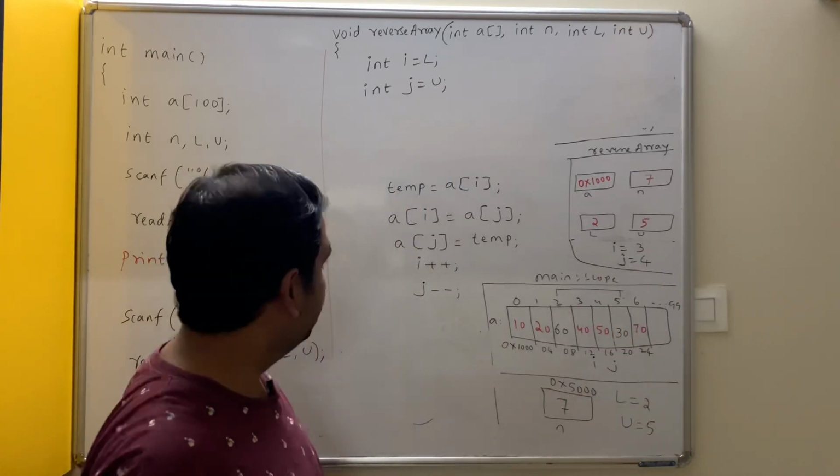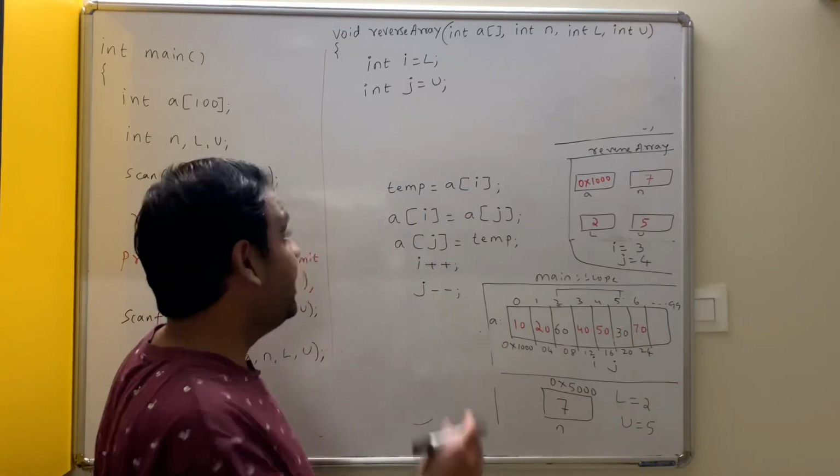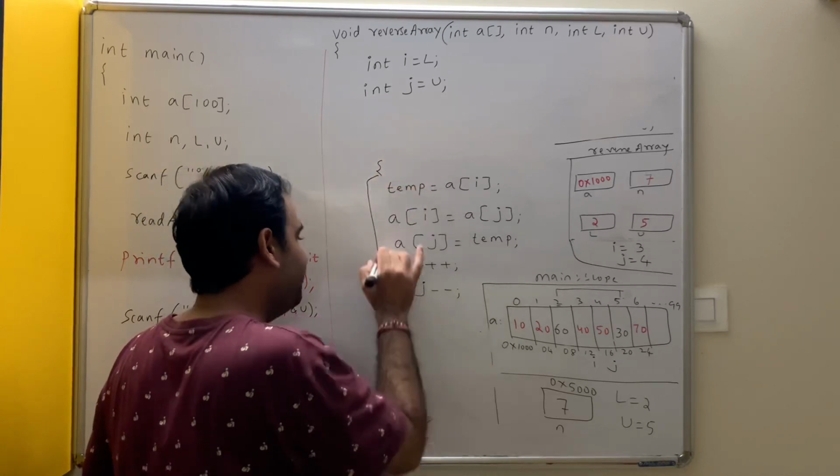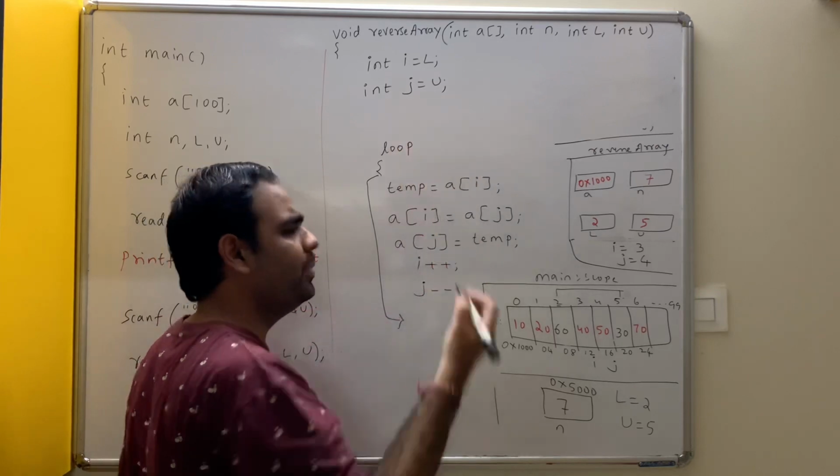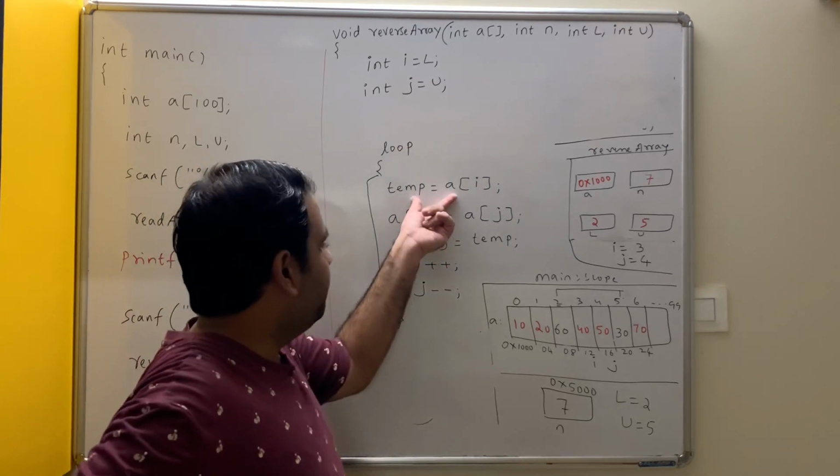Still I have to reverse it. Now these 3 steps reverse. Therefore I need to repeat this. And wherever there is repetition, we put it in the body of a loop. Now which loop and all, we will see. Now you say temp is a of I.